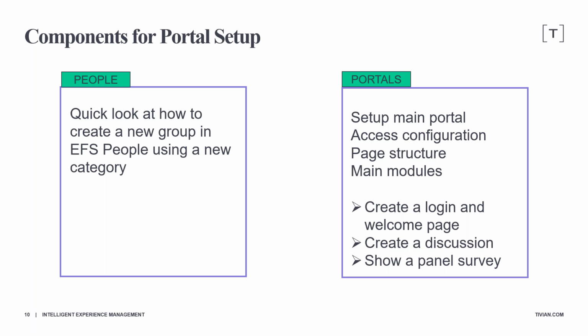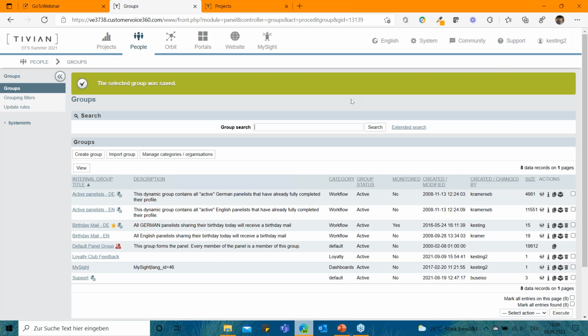So the people module, just very quickly show you the group area, which I think most of you know, how to create a segment of people and then go through the setup of a portal from scratch. So let's see how that goes. And with that, I leave PowerPoint and go to the browser to show you EFS. Okay, I'm now in the Enterprise Feedback Suite, logged in the people module.